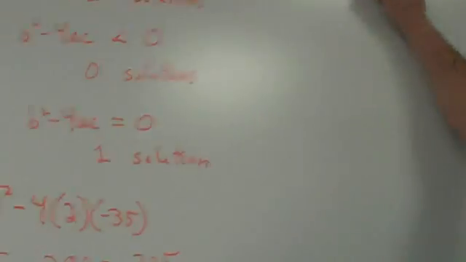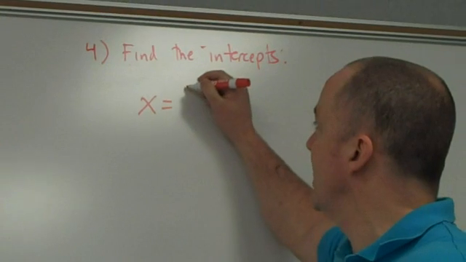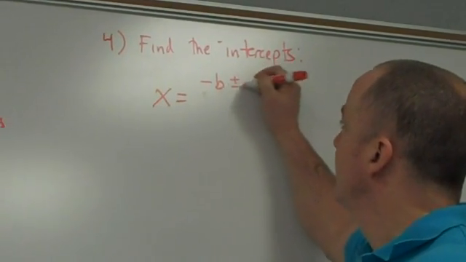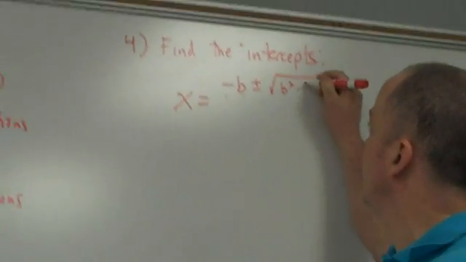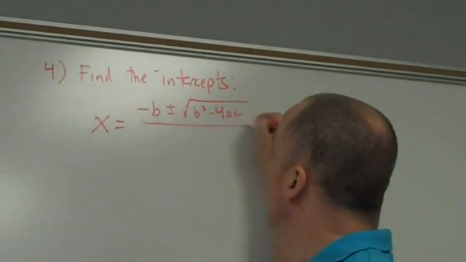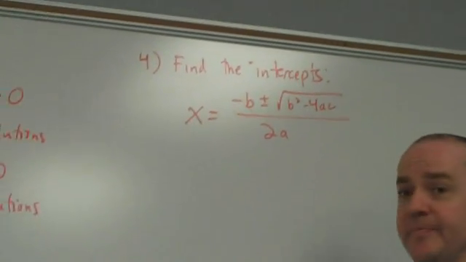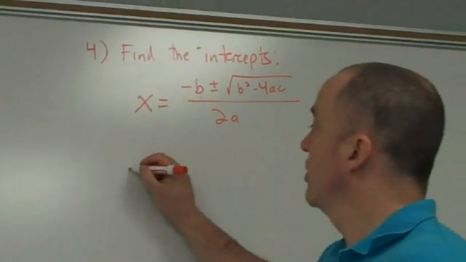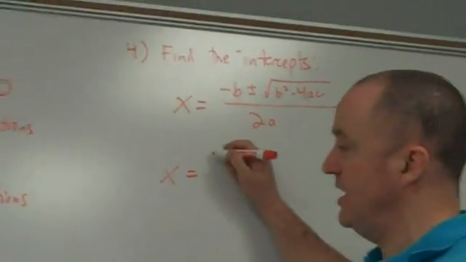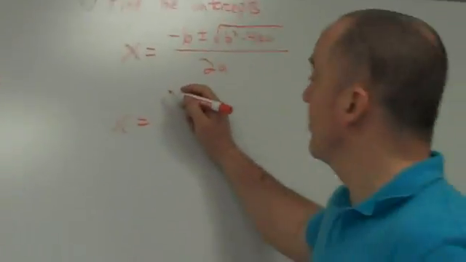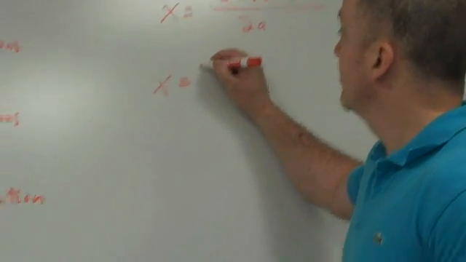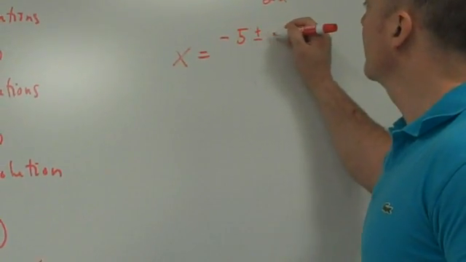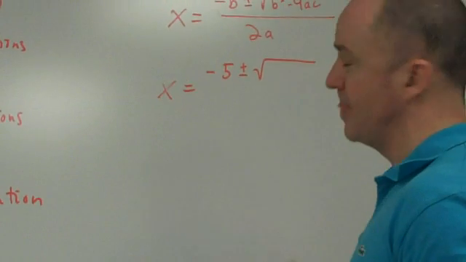Find the intercept. So I'm going to pull out the quadratic formula, which is x equals negative b plus or minus the square root of b squared minus 4ac all over 2a. Okay, so x equals negative b. I'm getting these numbers from the same parabola we've been using for this whole example. So that's negative 5 plus or minus the square root of.